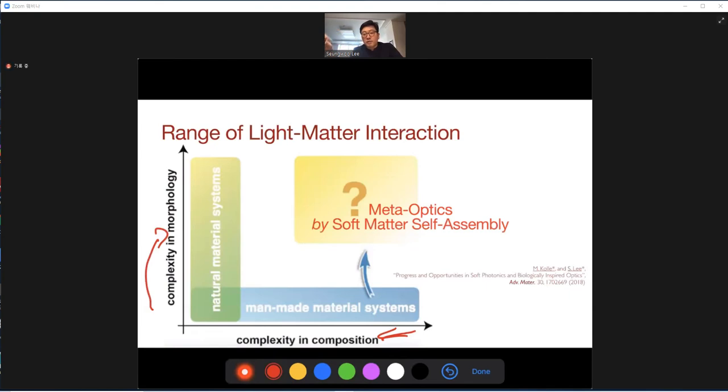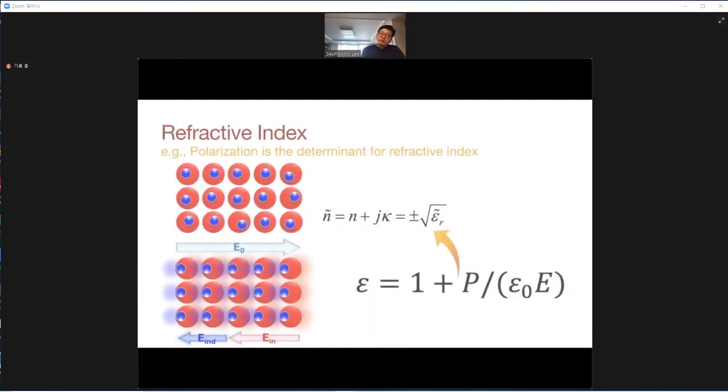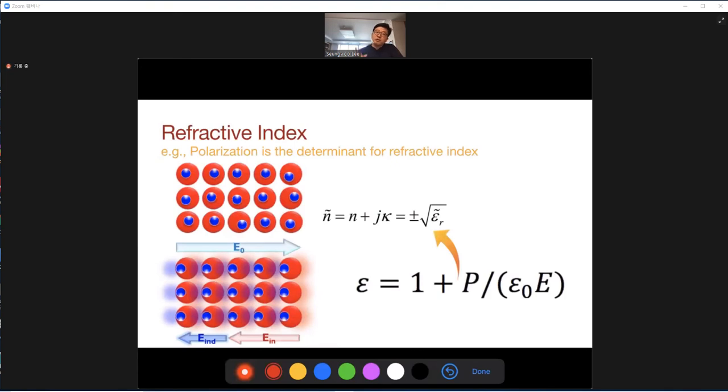What I mean by soft meta-optics is using soft matter rather than hard-material lithography for achieving optical metamaterial. Among various light-matter interactions, I would like to focus on the refractive index today, because increasing refractive index can act as a holy grail for various optoelectronics applications. As you in here might know, the refractive index tends to be proportional to the polarization. So polarization can act as a determinant for refractive index.